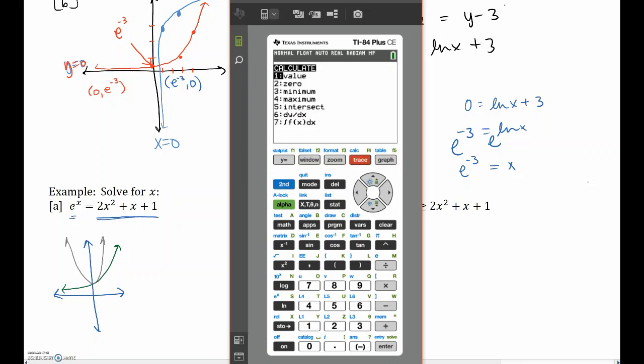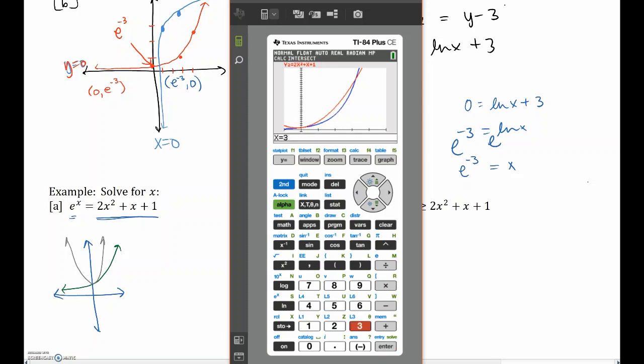Second, calculate, intersect, right? Hit enter for the first graph. It's saying is the first graph equals x. Yep. Is the second graph that? Yep. And where do you think the answer is? To me, it looks like 1, 2, maybe around 3. And I hit 3, and it says, boom, there's one, 3.21.